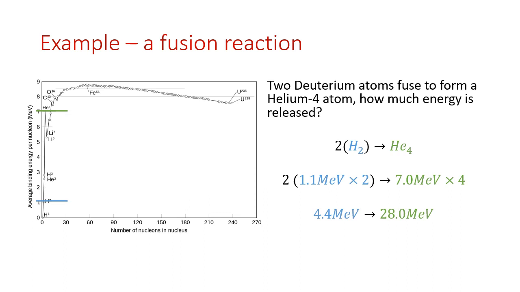So we're going from 4.4 mega electron volts to 28.0 mega electron volts. Quite a big jump. So the difference there is 23.6 mega electron volts. That's the amount of energy released in that one reaction.